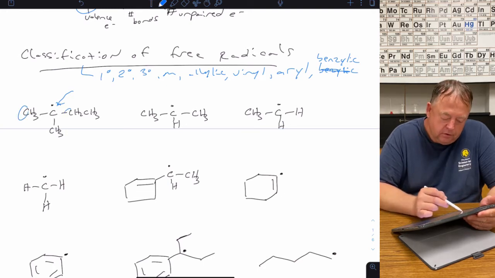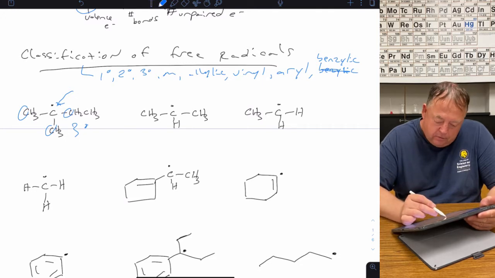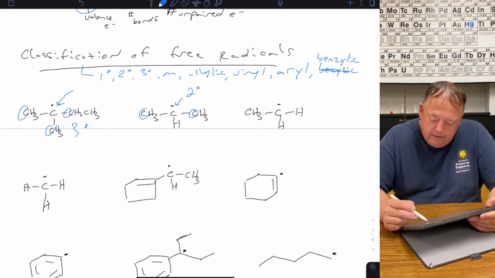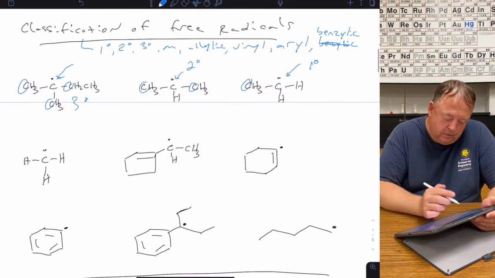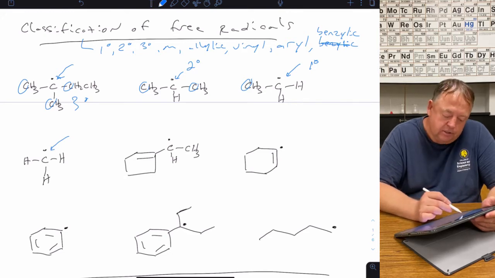So 1, 2, 3. So that would be a tertiary free radical. And the radical on that carbon has 1, 2 carbons attached to it. So that would be a secondary free radical. And the radical is on this carbon. It has 1 carbon attached to it. So that would be a primary free radical. And in this case, the radical is on that carbon and it has no carbons attached to it. So that would be a methyl free radical.